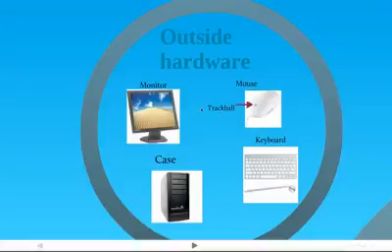So the monitor displays a picture coming from the CPU or the computer itself, and this is the case that holds all the internal parts of the computer. The keyboard is what we input information with, and the mouse helps us navigate that.